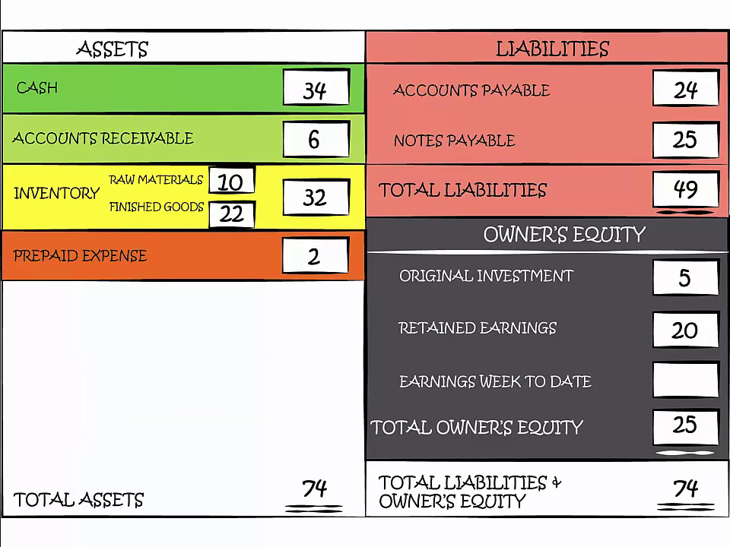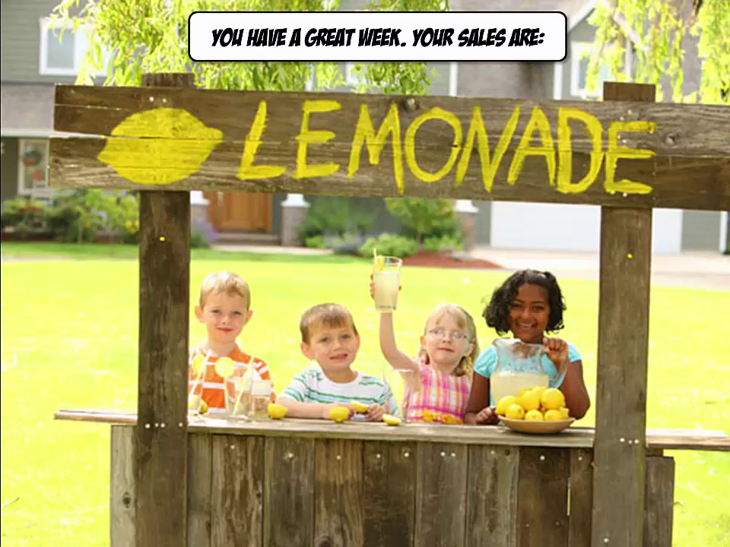Earlier, we calculated that our cost of goods manufactured using LIFO was $22 for the new batch of 60 glasses. So we took $22 out of raw materials and added these $22 to finished goods. You have a great week.